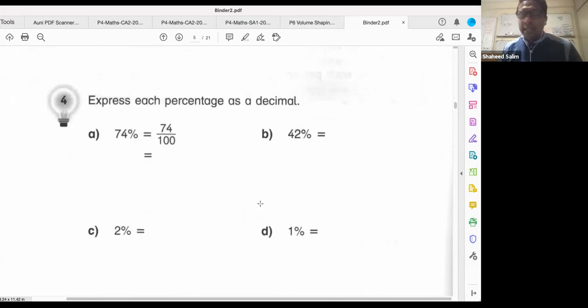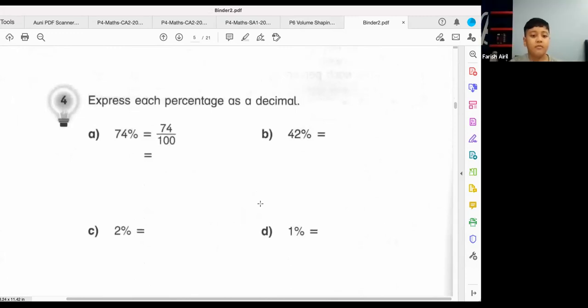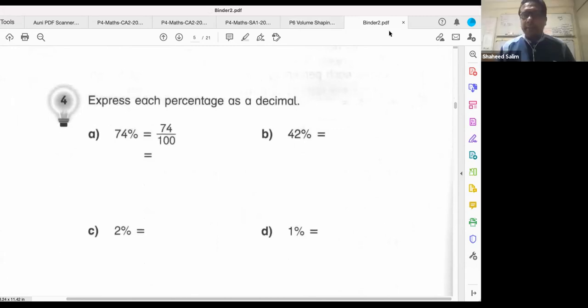Percentage change to decimals. Let us see. Who is it? Okay, Raidi, well done for first one. Raidi, well done for second one.